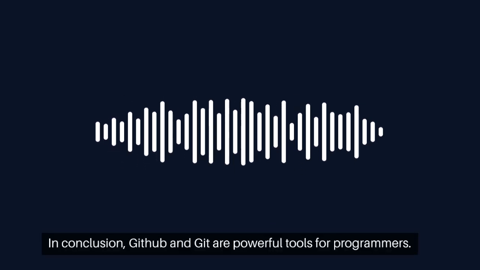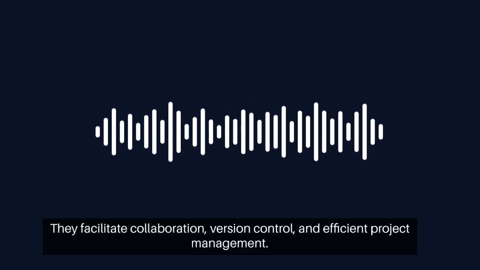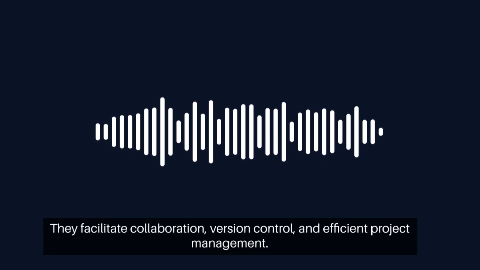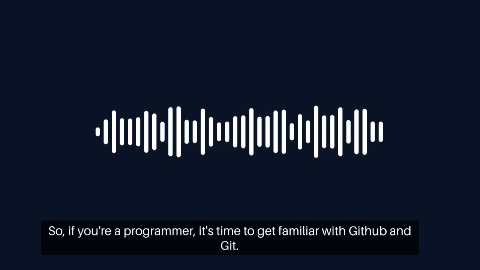In conclusion, GitHub and Git are powerful tools for programmers. They facilitate collaboration, version control, and efficient project management. So, if you're a programmer, it's time to get familiar with GitHub and Git.